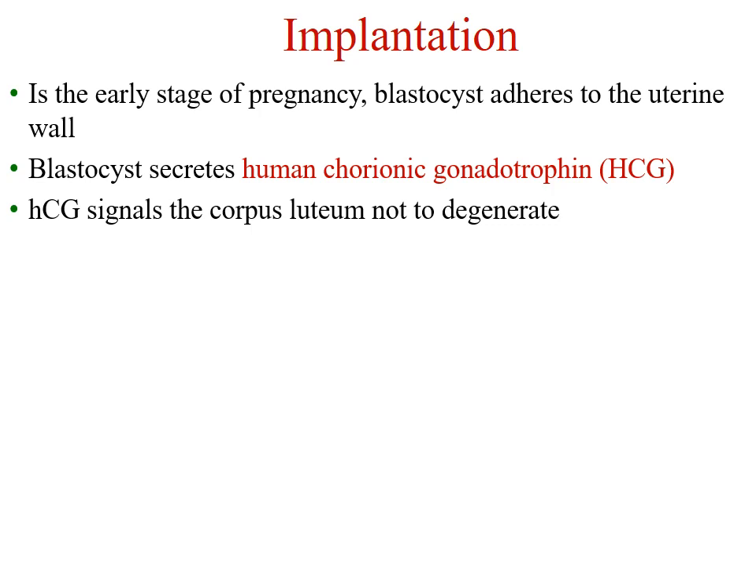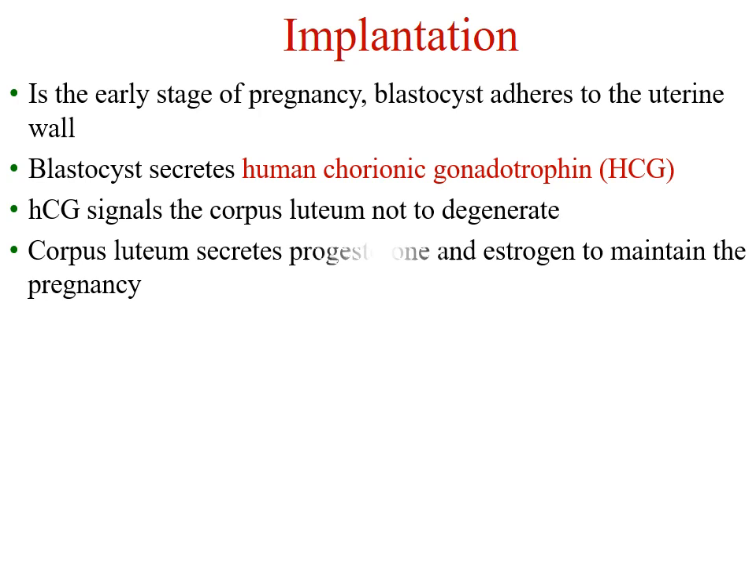Whenever the pregnancy has occurred and the blastocyst is formed, it will definitely secrete HCG, or human chorionic gonadotropin, and that is the one which gives the signal to the corpus luteum not to degenerate. Once it receives this signal, the corpus luteum will continue as the corpus luteum of pregnancy. So it will not get degenerated. The corpus luteum secretes progesterone and estrogen to maintain the pregnancy.